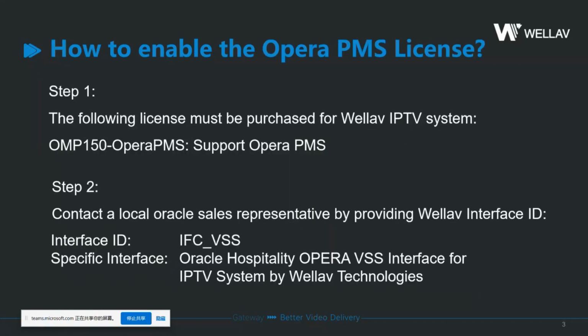So for the Opera PMS, typically this is how we can purchase a license. From our IPTV system, what we need to do is enable the Opera PMS license in our IPTV server. This will give you the capability to receive information from or interact with Opera PMS once this license is enabled.